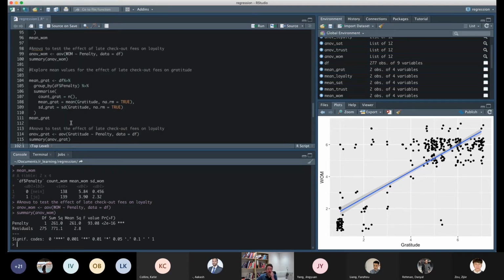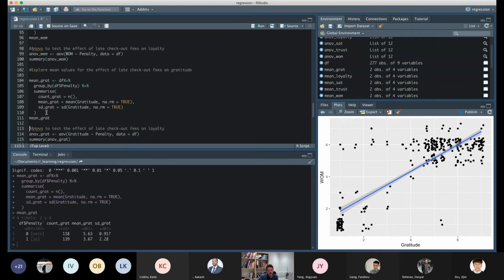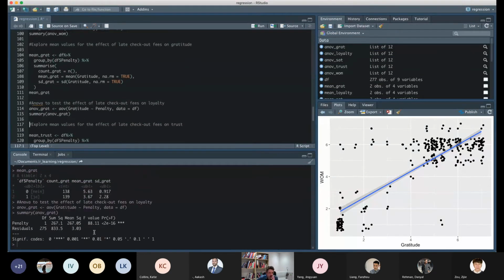And then you can look at all the other variables and you will see the same pattern. You will see that those penalty fees have a negative effect on all relationship quality and all relationship performance variables. So I did this here for gratitude. Again, a drop from 5.63 in the no penalty group to only 3.67. Again, checking for significance, we see that this is actually a significant difference. So penalty fees significantly decrease customers' gratitude.